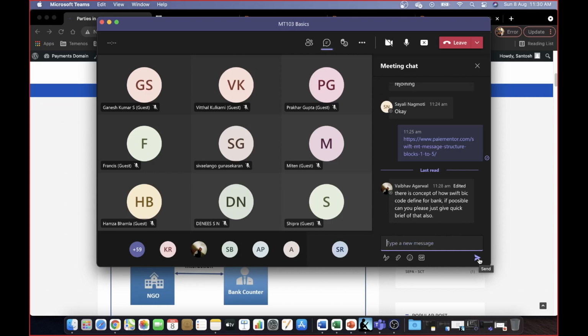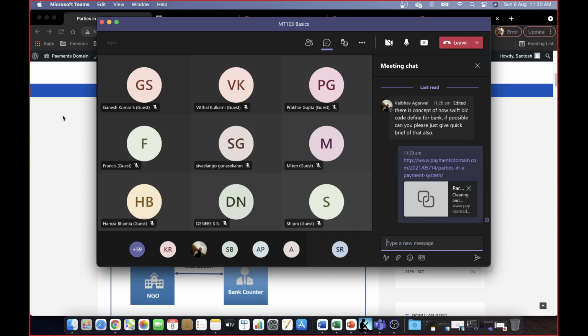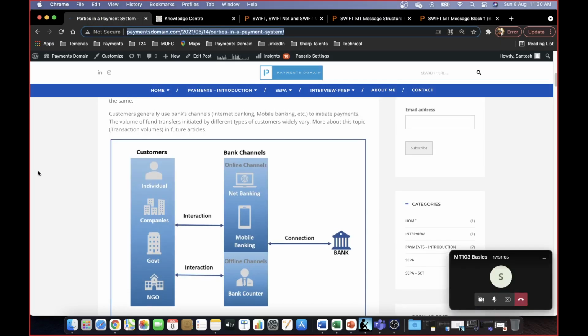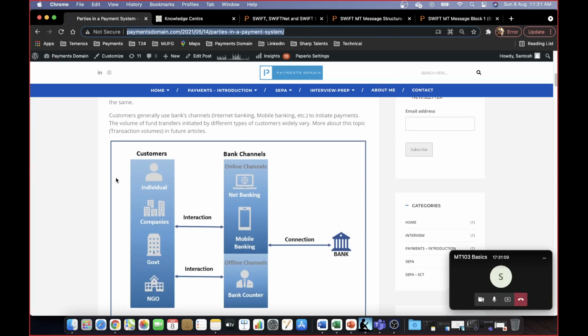Okay, Swift bigs. Yeah, that's a valid point. Swift messages use bigs. I mean, I can probably explain that in detail in some time. So okay, I'll take a note of that.